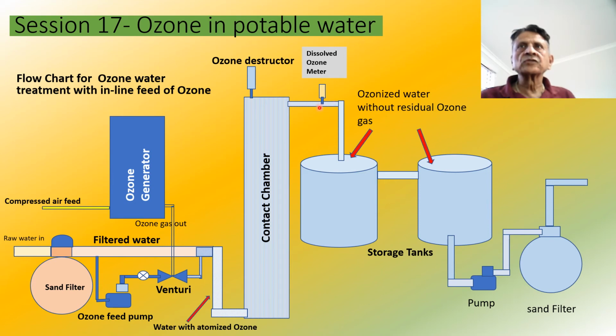The concentration of dissolved ozone can be measured using the dissolved ozone meter, and we would be able to measure how much of the ozone is in the returning water. That will allow us to know how much ozone is in the water and how effective the treatment of the water is.